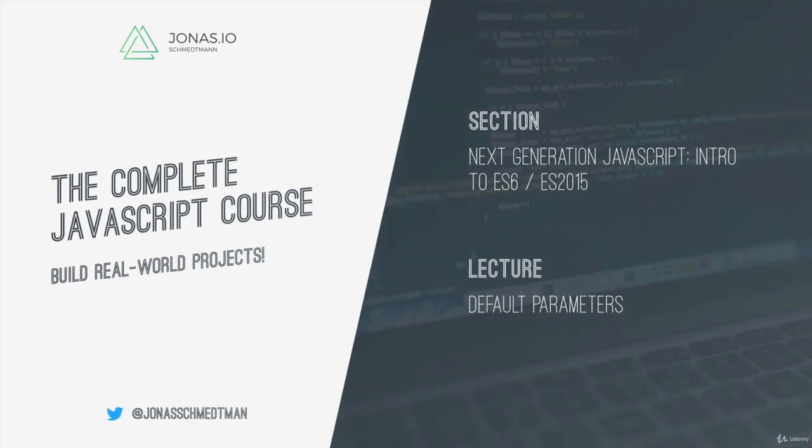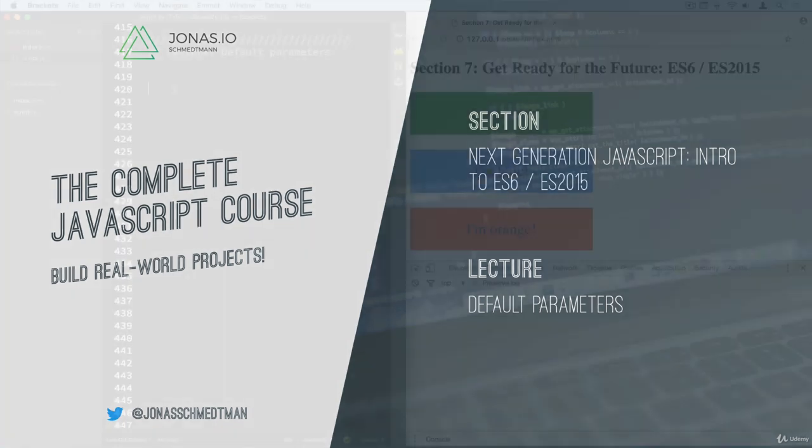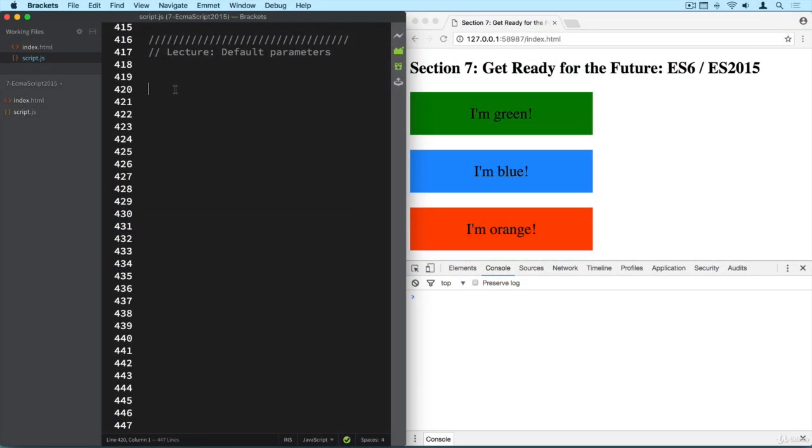So, I showed you REST parameters in the last lecture, so now it's time to talk about default parameters. And default parameters are actually a very straightforward concept. We use them whenever we want one or more parameters of a function to be preset, so we want them to have a default value. So ES6 brings us default parameters, but there is also a way of coding this in ES5. So let's start by doing that.